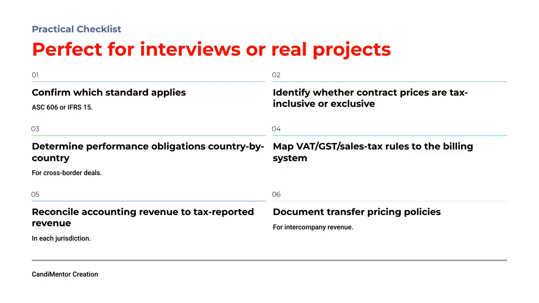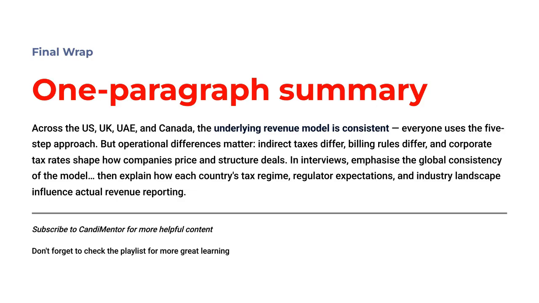4. Map VAT, GST, sales tax rules to the billing system. 5. Reconcile accounting revenue to tax-reported revenue in each jurisdiction. 6. Document transfer pricing policies for intercompany revenue. End. Final wrap. 1-paragraph summary.